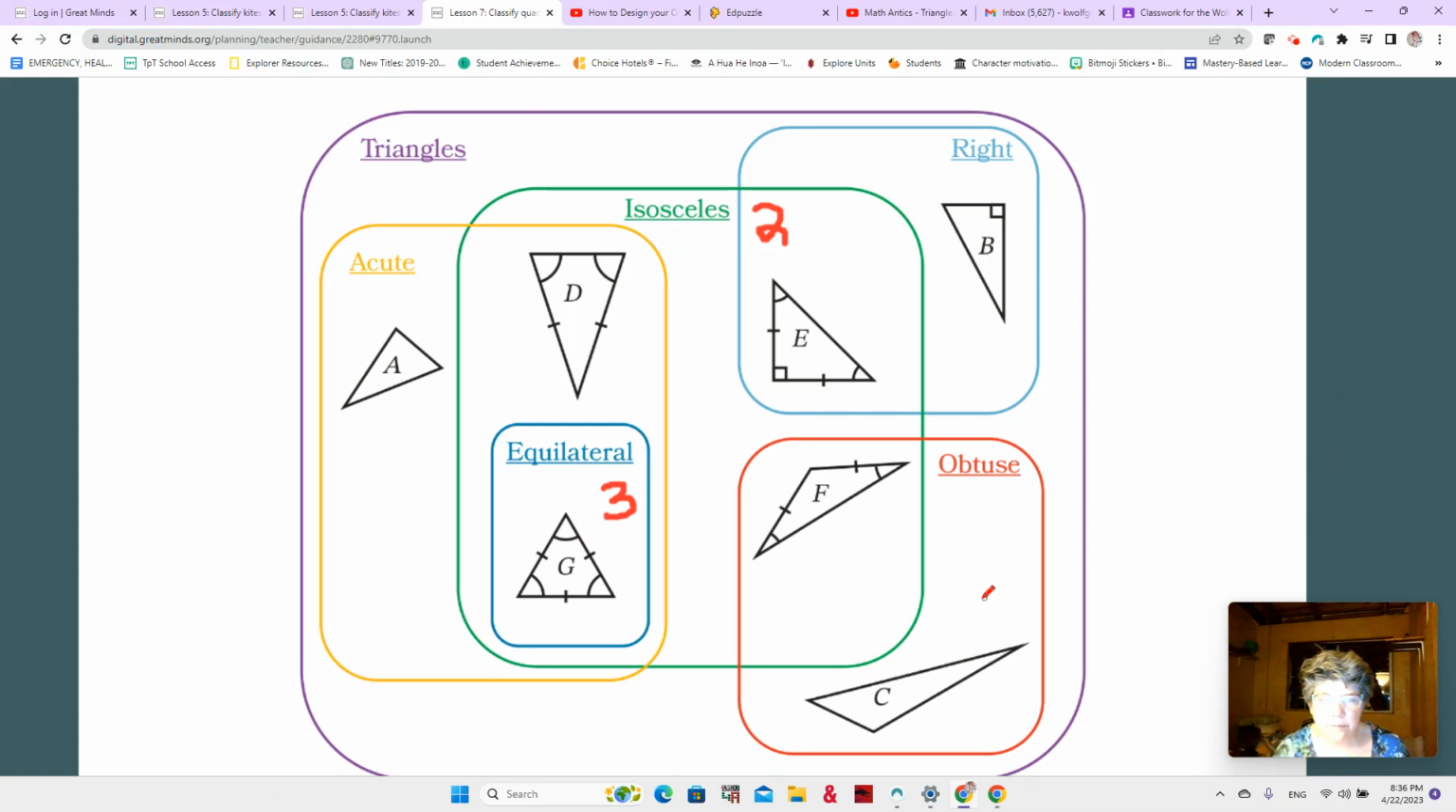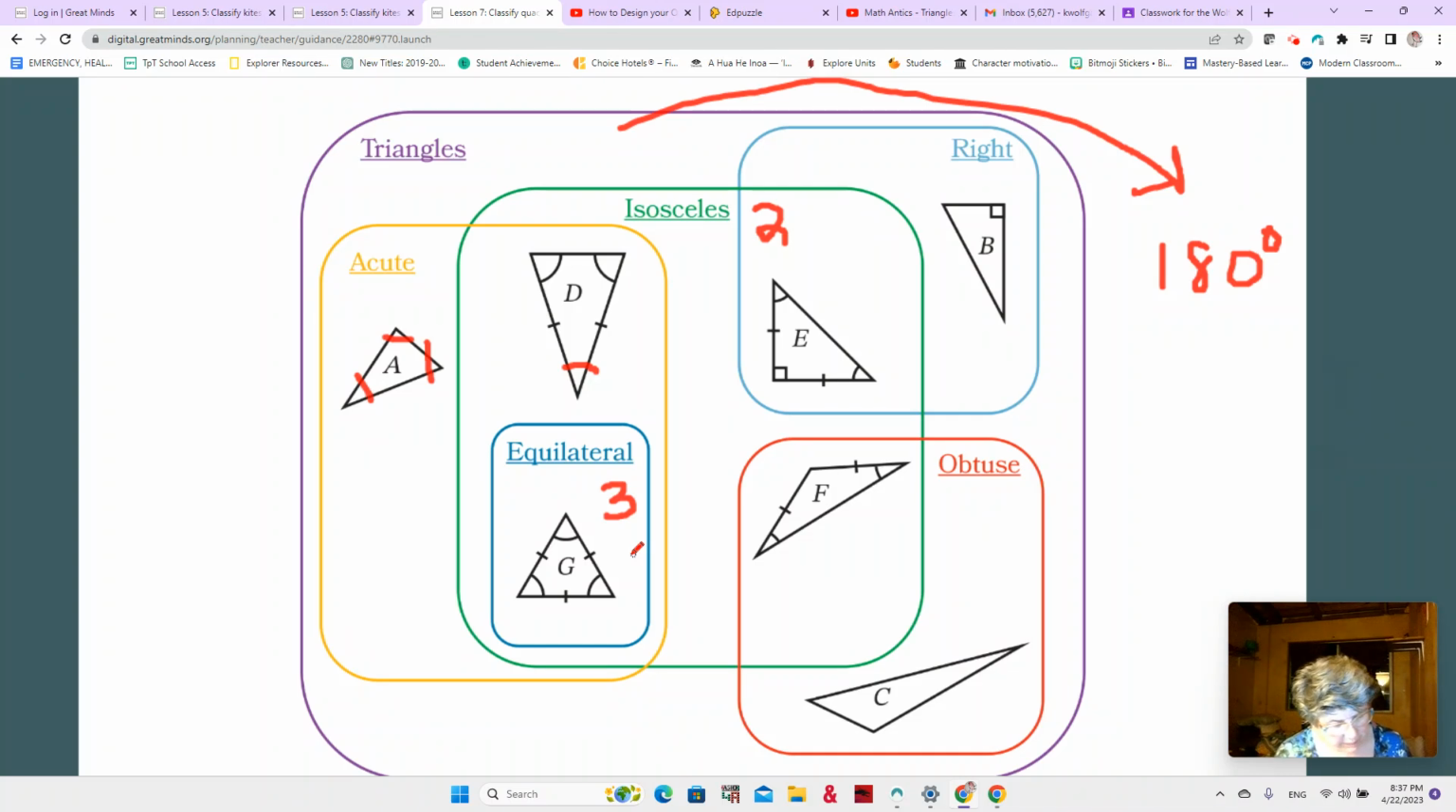So G is acute, equilateral, and isosceles. Acute has to have 2 acute angles, right? You can see here. Oh, I'm sorry. It always will have 3 acute angles, right? Just because when you join them up, it's all going to match. And the angles are all going to add up to 180 degrees, right? That would be all triangles. All their angles add up to 180 degrees.